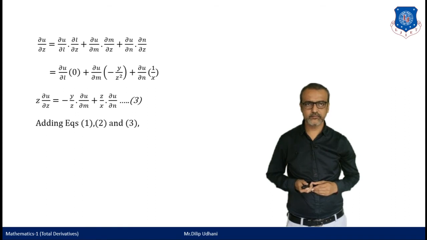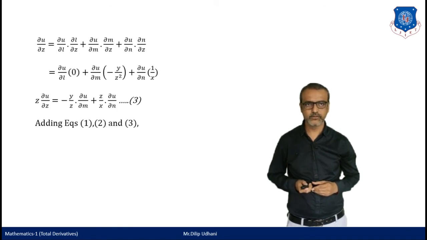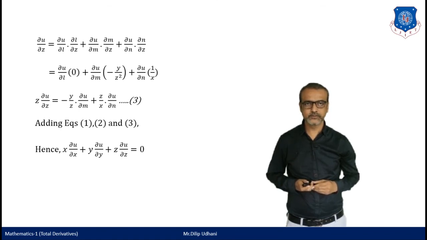Now we will add result number 1, 2 and 3. So on the left hand side we will have x ∂u/∂x plus y ∂u/∂y plus z ∂u/∂z. And on the right hand side we will have a total of 6 terms, and if you make pairs of 2, then 2 terms will be like terms, one having a positive sign and the other a negative sign. So the total result will be 0. So we have x ∂u/∂x plus y ∂u/∂y plus z ∂u/∂z equal to 0.